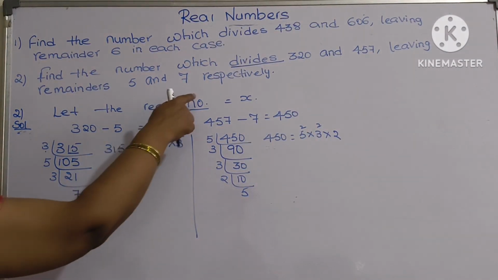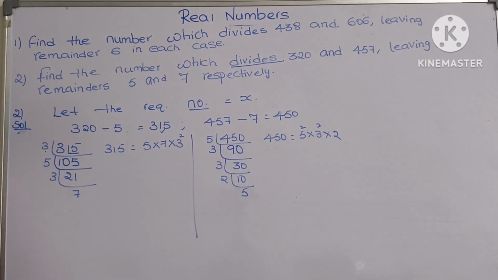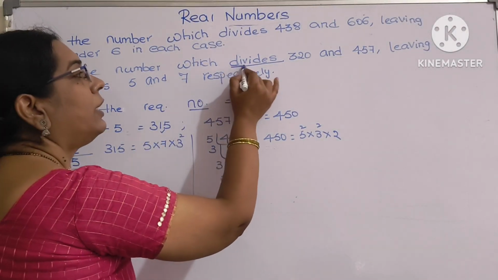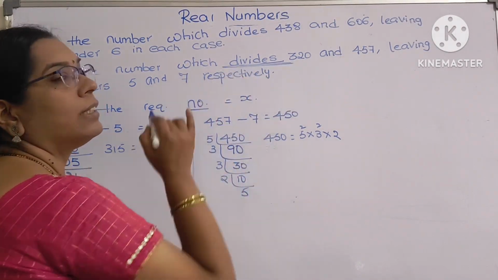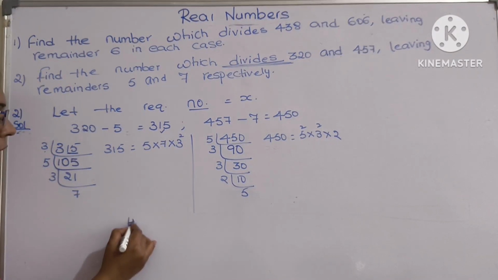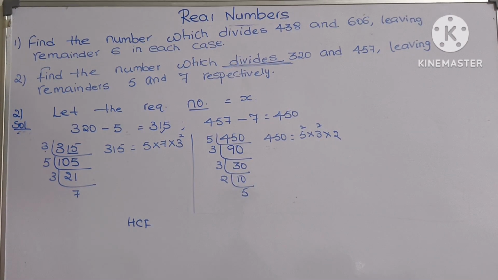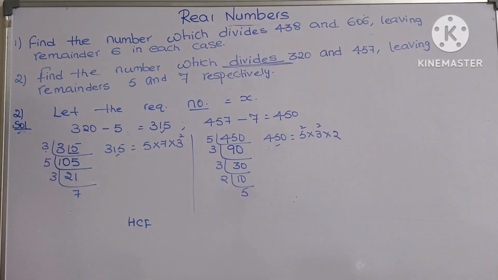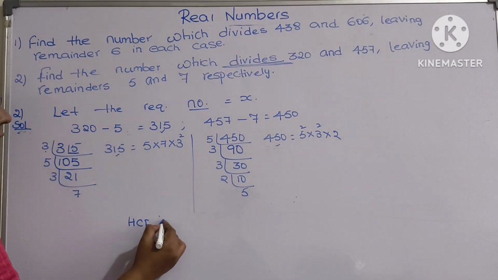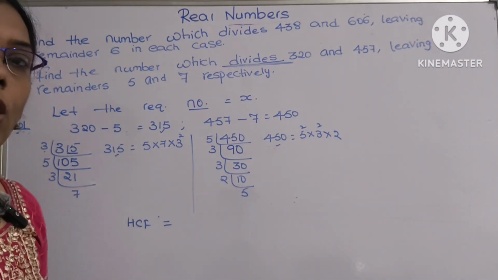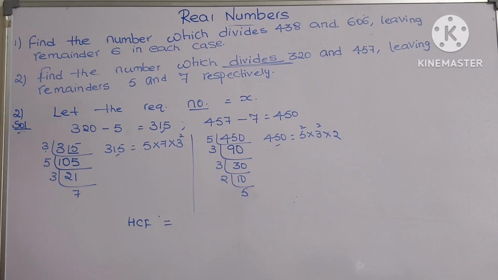Now, what is it that we are looking at? We are looking at HCF. How do I know that it is a HCF? Because of the keyword, divides. The word divides is there, then it is the HCF that you have to find. Which HCF will you find? You have to find the HCF for the new numbers that you got after the subtraction. So, what is HCF? Product of all common factors with the least power.